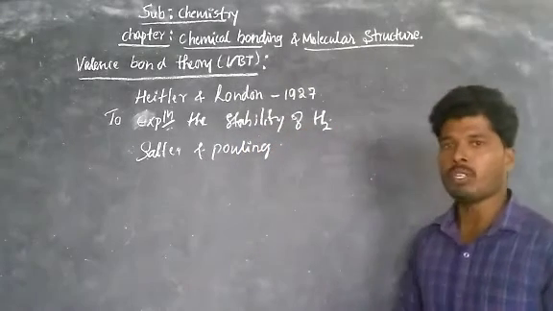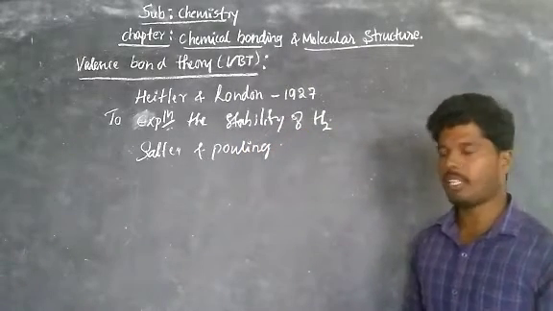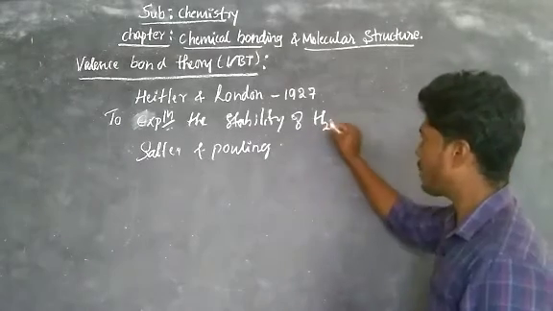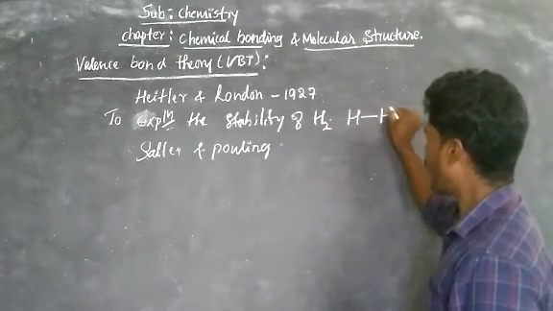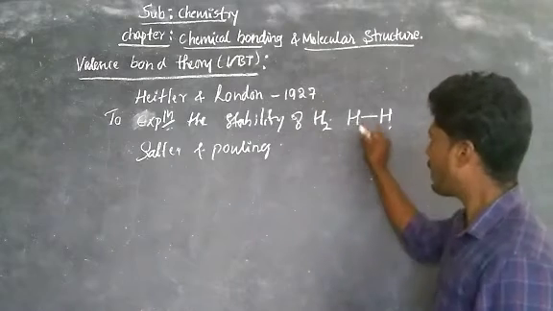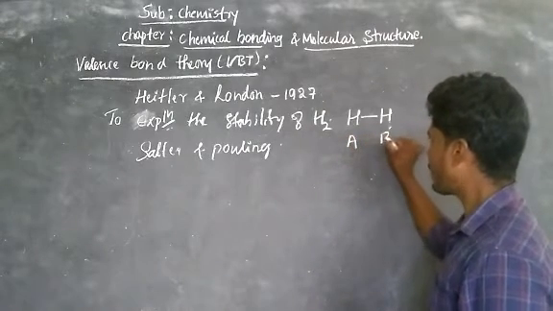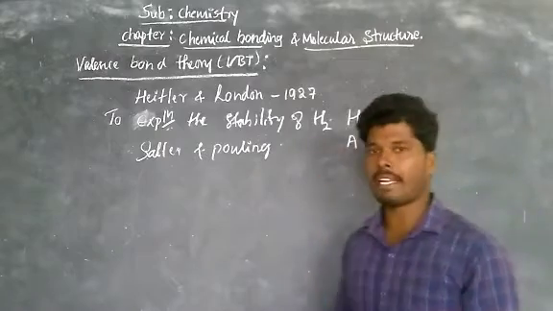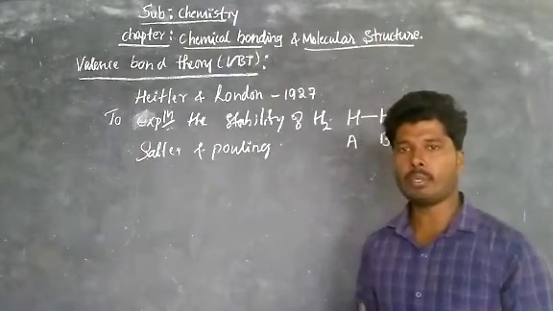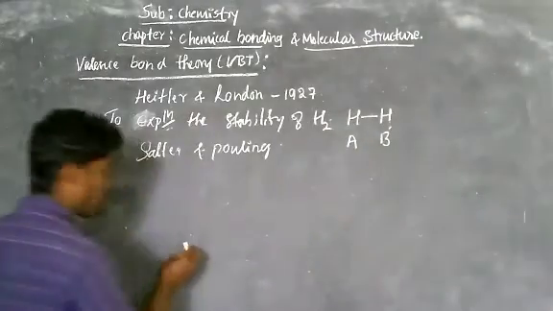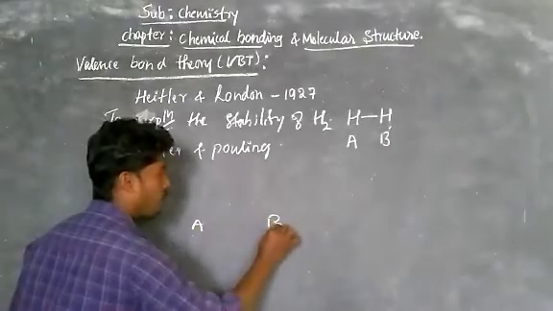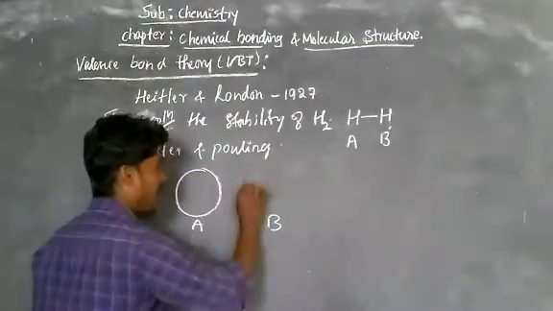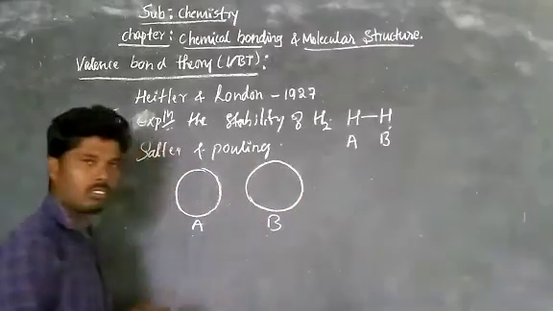So let us understand the valence bond theory in the hydrogen molecule. Here there are two hydrogen atoms, H2, that can be written like H-H. Let us assume the first hydrogen atom is A and the second hydrogen atom is B. To understand the valence bond theory, let's consider the hydrogen atom A and the hydrogen atom B.